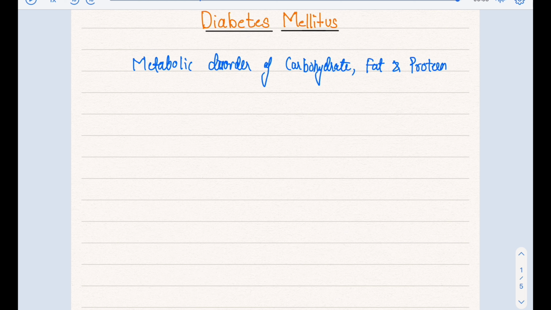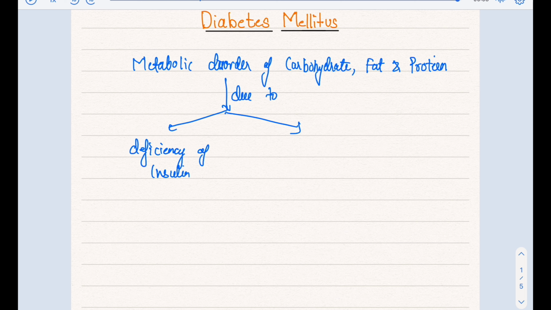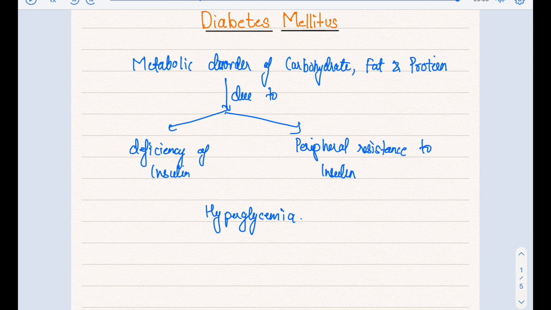And this condition is caused by either a deficiency of insulin or peripheral resistance to insulin. Okay, and this condition is characterized by the presence of hyperglycemia. So the patients are going to have elevated glucose level in their plasma.